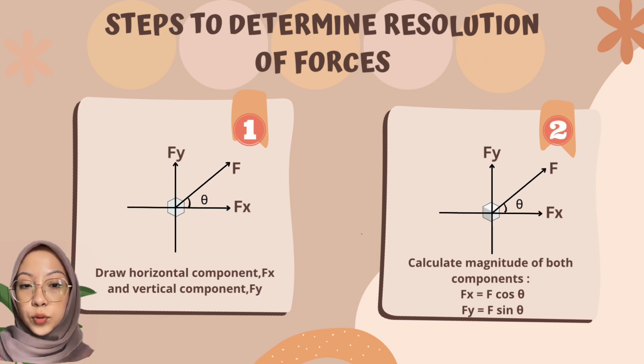Here are two steps to determine resolution of forces. The first step you need to do is to draw horizontal and vertical components Fx and Fy on the object, and then label F according to the direction of F given in the information or question. The second step is to calculate the magnitude of both components, Fx and Fy, using this formula.